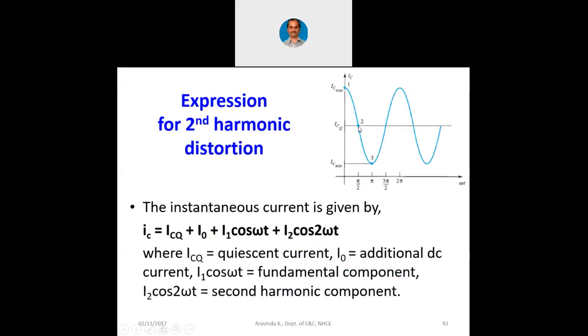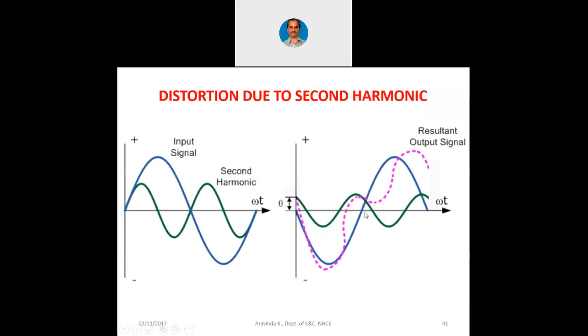At point 2, you can see the fundamental frequency is at pi by 2, but the second harmonic will be at pi, as I have shown you earlier here. When the fundamental is at pi by 2, the second harmonic will be at pi. See here. This is now pi by 2, but the second harmonic is already completed. Even though in this picture it is not really very clear. In the left side picture you can see when the first fundamental signal is at pi by 2, the second harmonic is at pi.